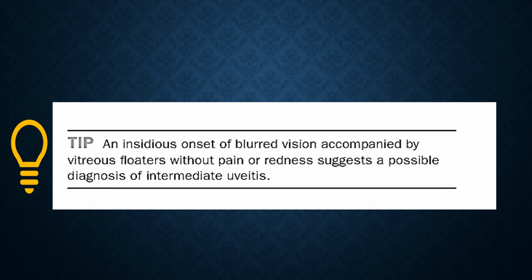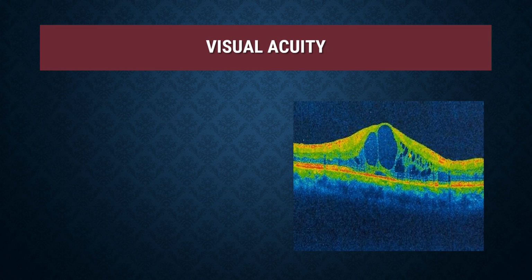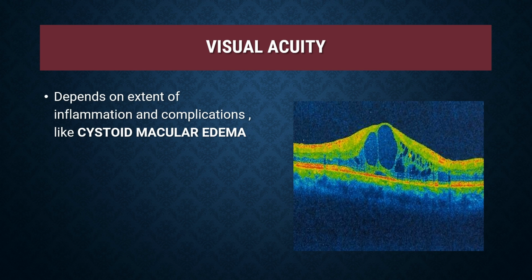So always suspect intermediate uveitis in cases that present to you with an insidious onset of blurred vision along with vitreous floaters. Apart from that, when you actually check their visual acuity, you will find that the cause of reduction in the visual acuity in these patients is, number one, the dense vitritis. And number two, it can be because of the presence of cystoid macular edema. That is one of the complications of the inflammation that happens in intermediate uveitis.